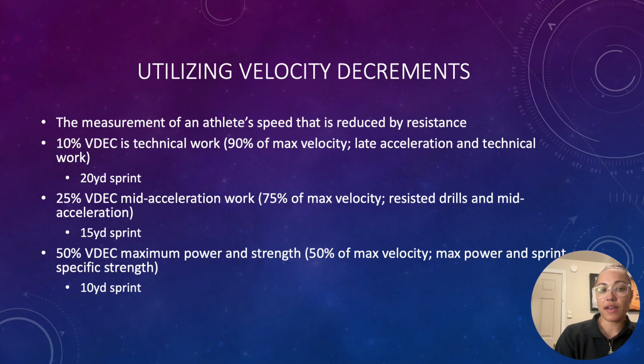Lastly, we have 50% velocity decrement. This is going to be our maximum power and maximum strength. Also, sprint specific strength at 50% of max velocity. So my speed should be 50% slower than my 90% max velocity. And we are performing that at a 10-yard sprint.